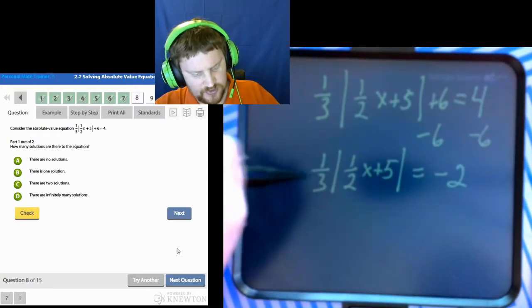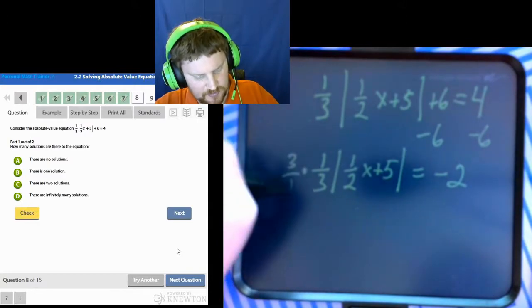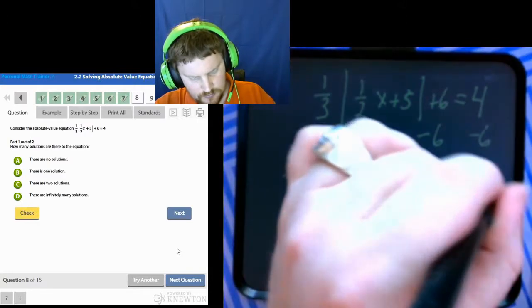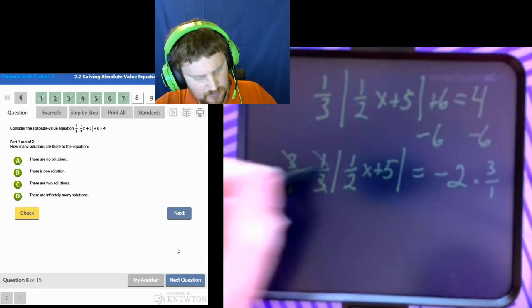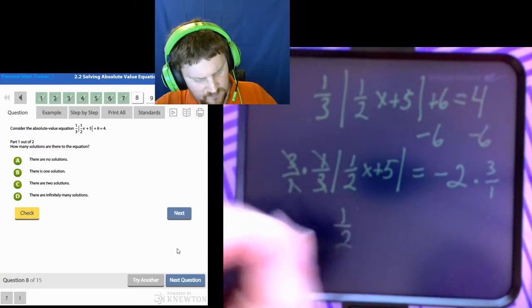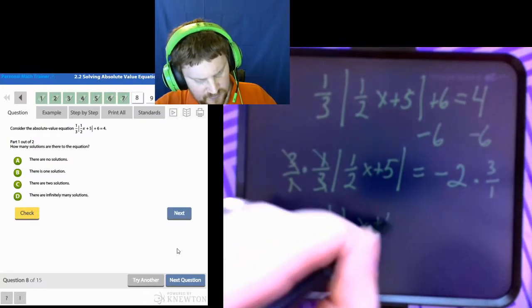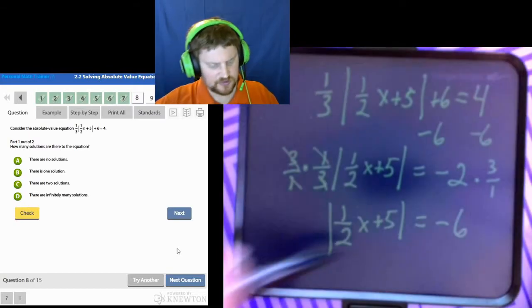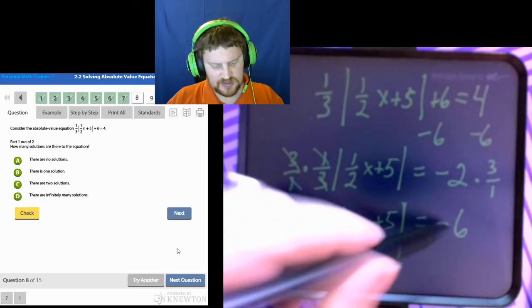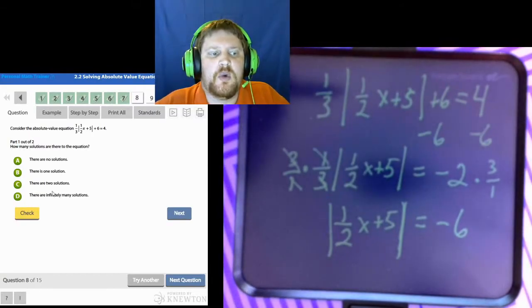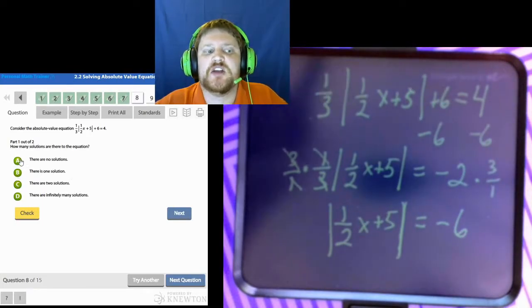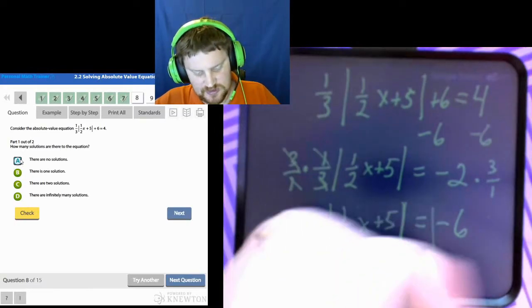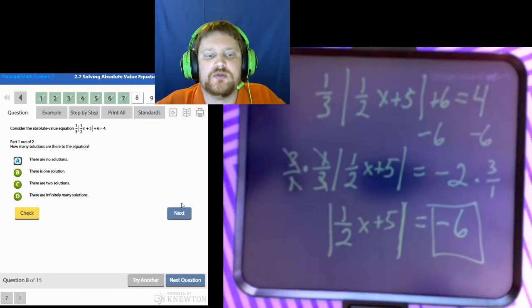We have times 1/3 here, so we multiply by the reciprocal. 3's cancel out, 1's cancel out, we're left with absolute value of 1/2 x plus 5. -2 times 3 is -6. So now we have an absolute value that equals a negative number. Remember, if it equals a positive number, that's 2 solutions. If it equals 0, that's 1 solution. And if it equals a negative number, that is no solutions. So since this number is negative, the answer is no solutions.